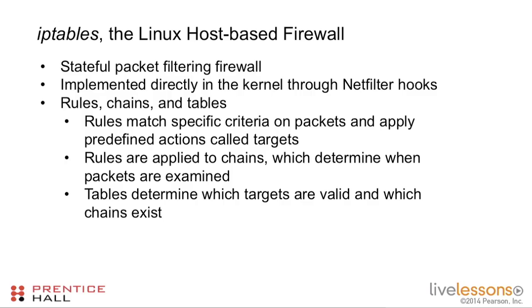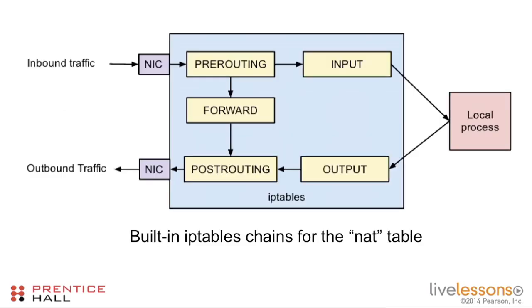So there are several concepts we need to master in order to understand iptables firewalls: rules, chains, and tables. Rules search for specific criteria on incoming or outgoing network packets, and then apply some predefined action against a target. So let's hold that thought for a minute. A collection of rules are applied to chains, which determine when packets are examined. And then finally, there are different tables that say which targets are valid and which chains exist. This might be clarified by looking at a graphic.